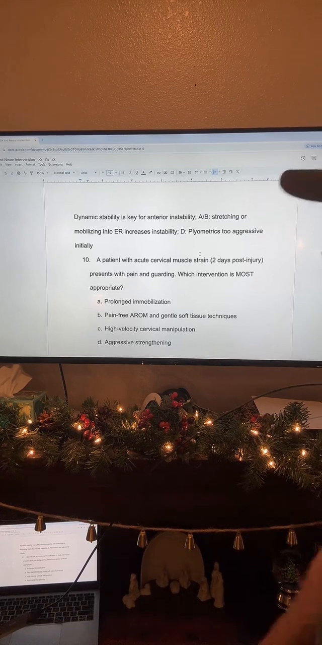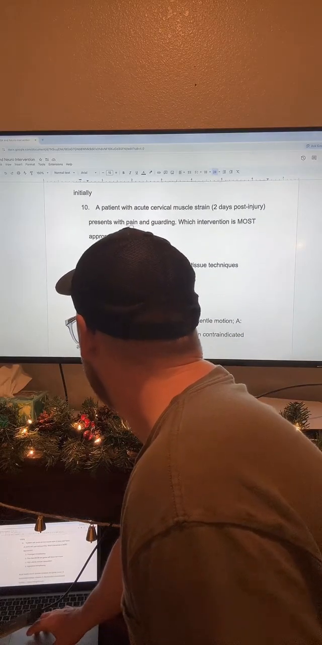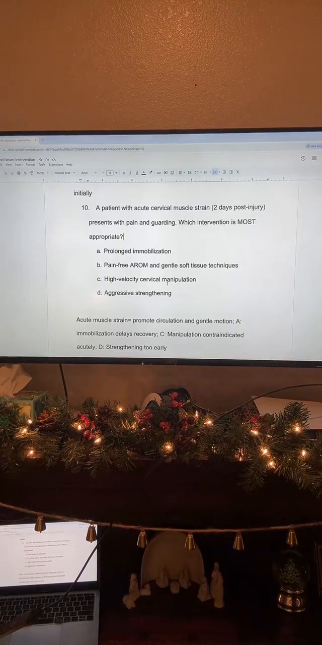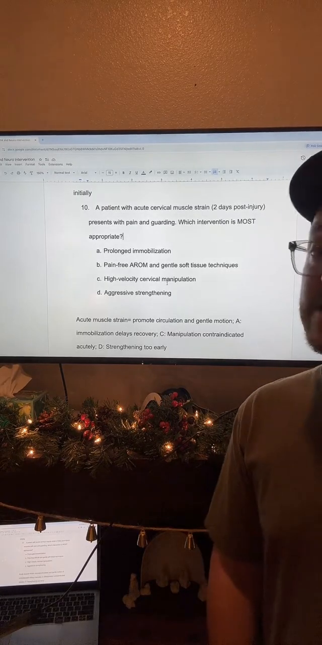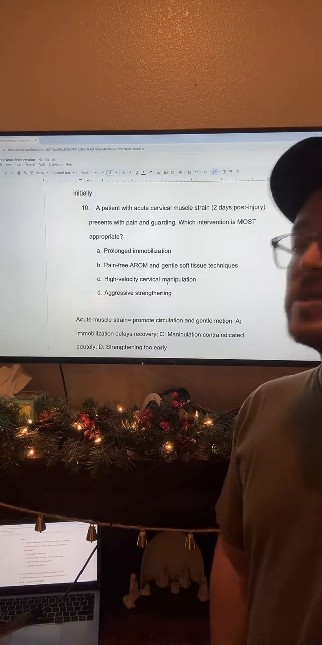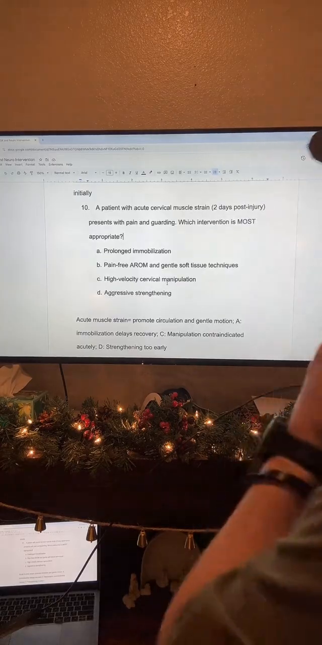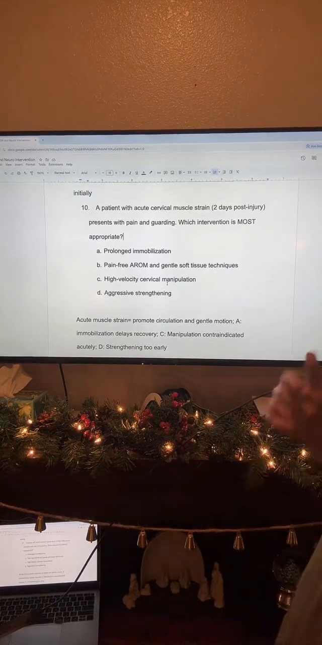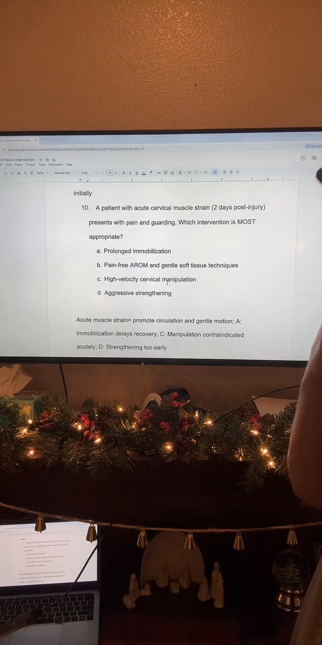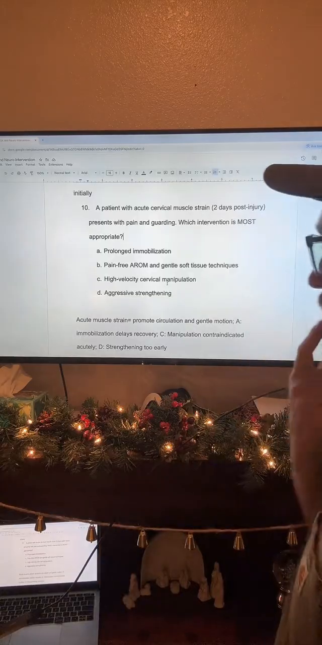So let's talk about the right answer. In acute muscle strain, what we want to do is promote circulation and gentle motion, right? They're coming with pain and guarding, so we need to be focused this acutely on pain-free active range of motion and trying to decrease the guarding response. So if we can decrease pain, we'll decrease guarding response. So prolonged immobilization is actually going to delay recovery, and you're going to get substantial tightening down and stiffening of the injured muscle with prolonged immobilization.